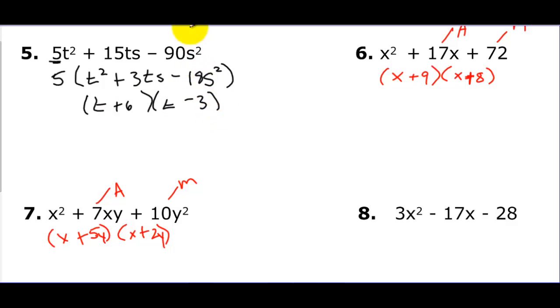Okay? And we have to account for the s's as well, right? So we have the s squared at the end, just like we have the y squared at the end. So I'm going to put an s here and an s here. And 5 comes down, right? So I just bring the 5 down with it.